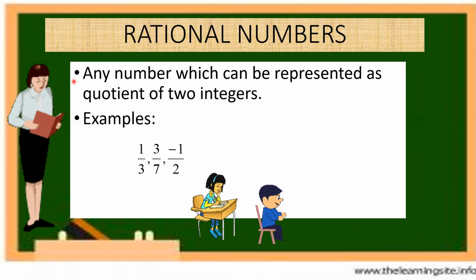Rational numbers are any numbers which can be represented as a quotient of two integers. Examples: 1/3, 3/7, -1/2.